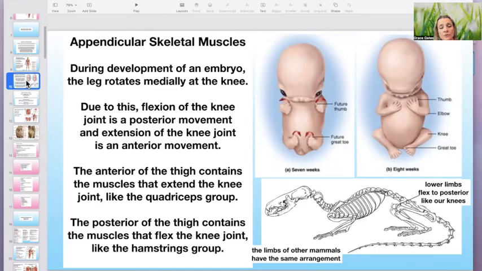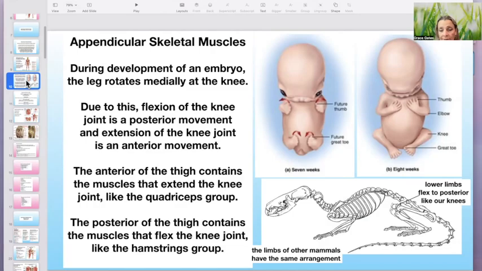Okay, now to review, during development of an embryo, the leg rotates medially at the knee. Due to this, flexion of the knee joint is a posterior movement, and extension of the knee joint is an anterior movement, both considered in the sagittal plane. So flexion, posterior movement, sagittal plane; extension, anterior movement in the sagittal plane. The anterior of the thigh contains the muscles that extend the knee joint, like the quadricep group. The posterior of the thigh contains the muscles that flex the knee joint, like the hamstring group.